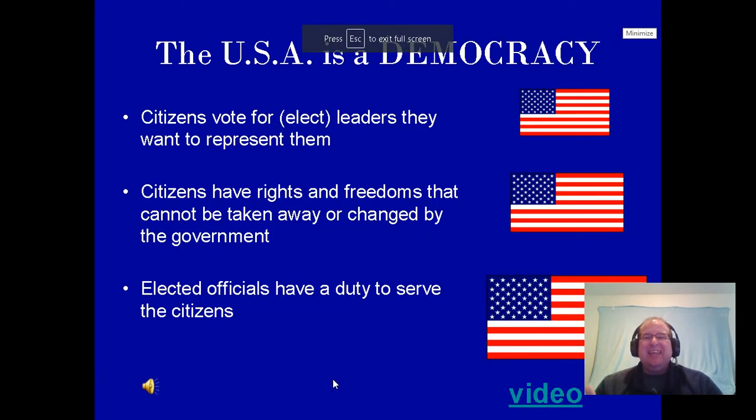So as you see, there's 3 branches in our government which help us meet all these characteristics of democracy. We're going to take a closer look at them.